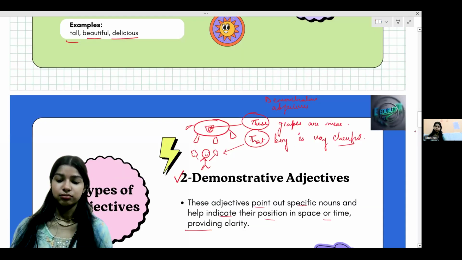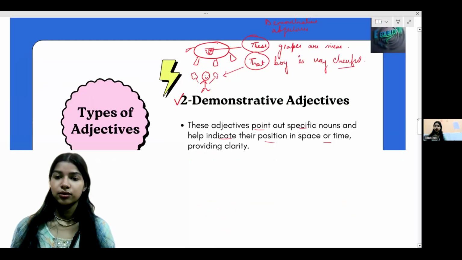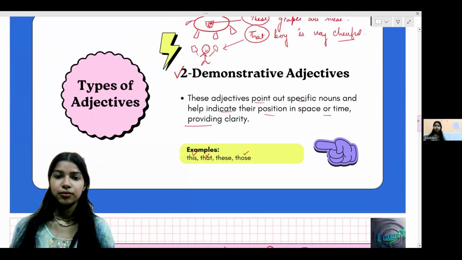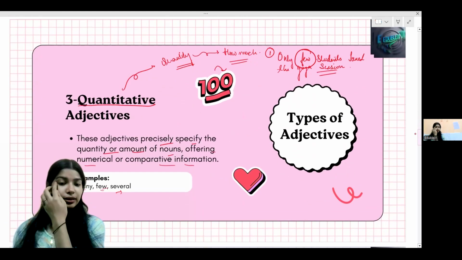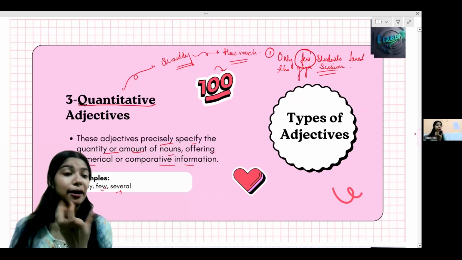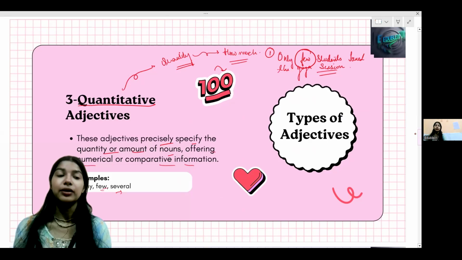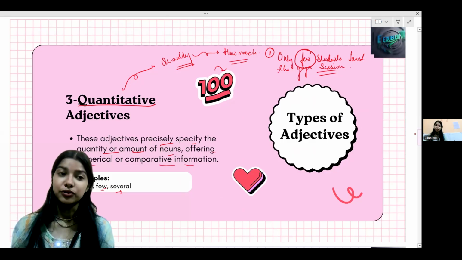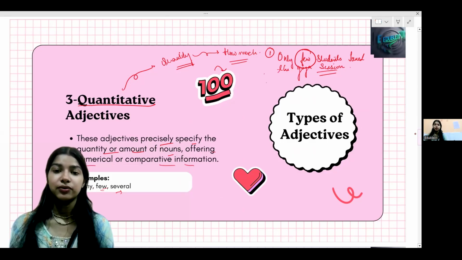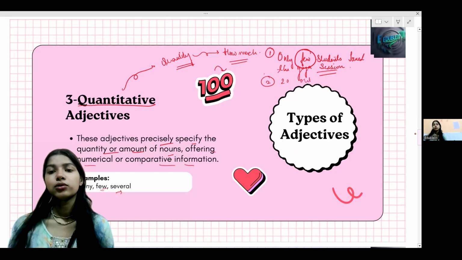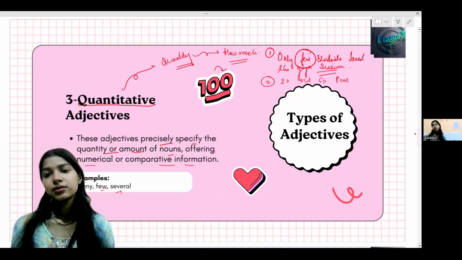Next is, let's take any number. If I'm going to take any number, it can be described by the numbers. So let's take one example with the number: 20 out of 60 pens are not working.